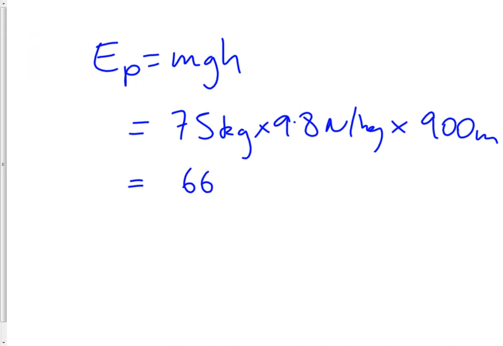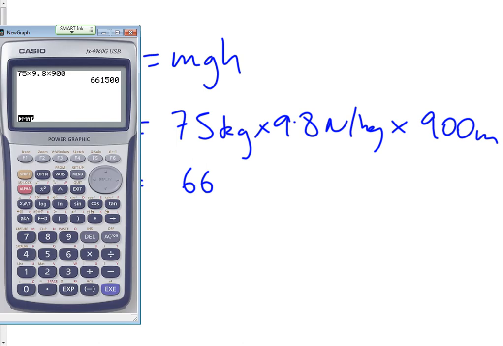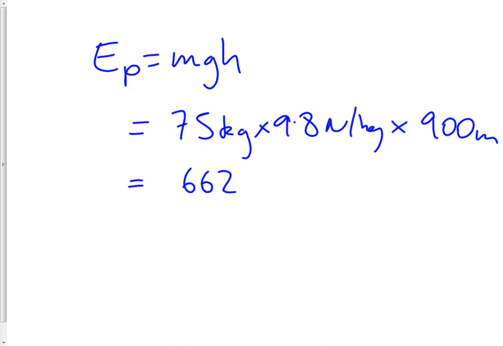I mean, I'm going to round this to like 3 significant figures. Well, no, I'll leave it. I mean, you know, we'll leave it. 661,500. No, I'm going to round it. I've rounded it to 3 sig fig instead of having it to 4 sig fig. Okay, so that's how much gravitational potential energy was lost.